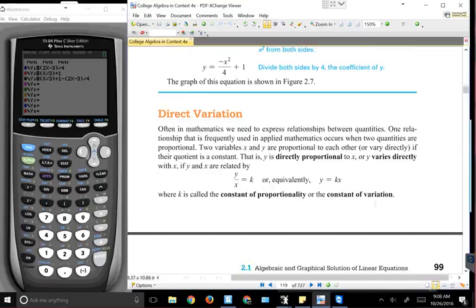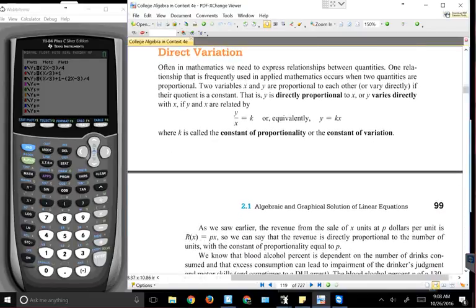Again, it's just whatever you need to deal with the problem. So, direct variation. This is something that you probably haven't talked all too much about, but I can tell you this, you already know this instinctively, especially if you go and put gas in a car. That's a direct variation equation.